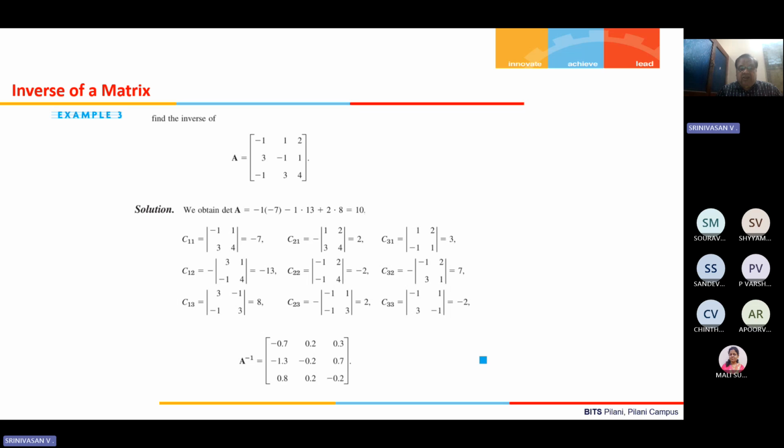Therefore, A inverse is, the formula is, 1 by determinant A into adjoint A.